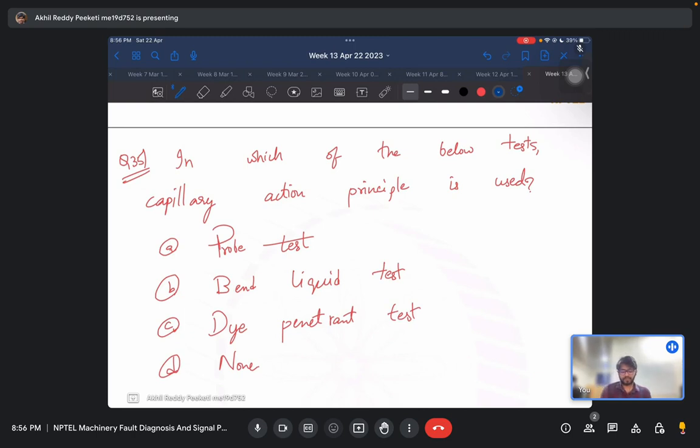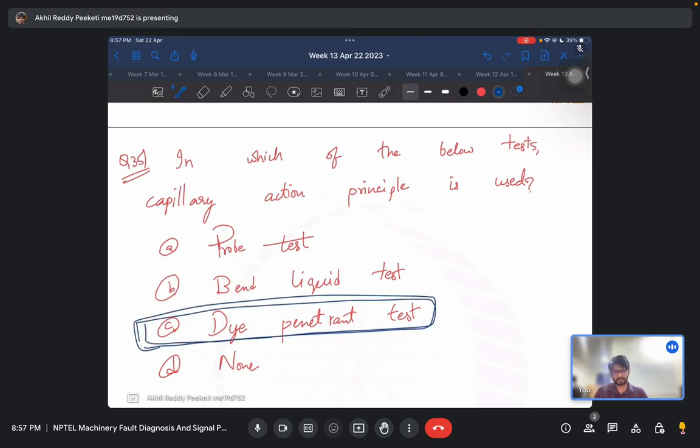In which of the following tests is the capillary action principle used? This we discussed in the current week. In the dye penetration test, you use a dye to see the extent of the surface cracks. In this, the dye goes inside the cracks because of the capillary action. Okay, so it is a dye penetrant test.